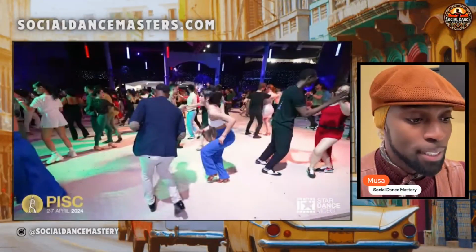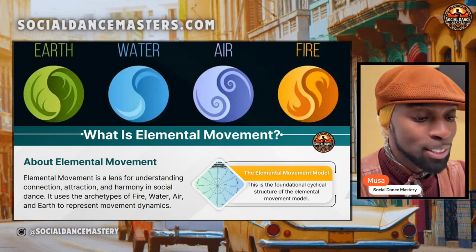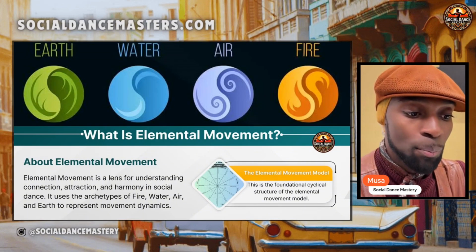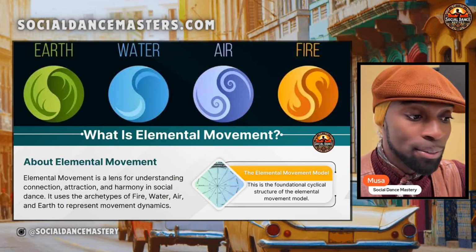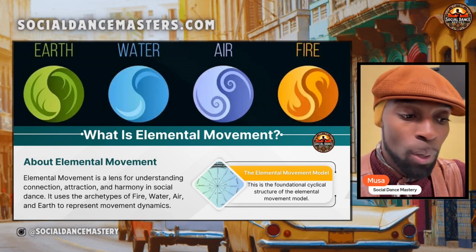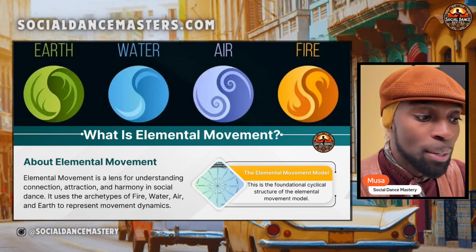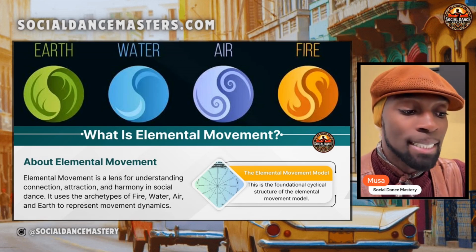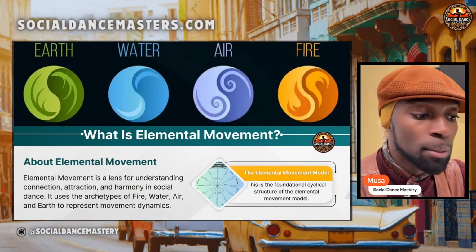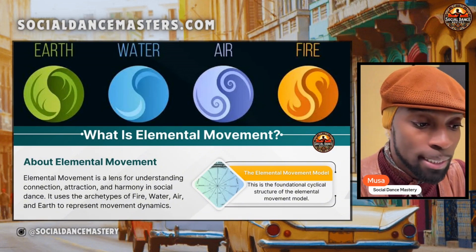All right, perfect. So now we're going to get back into this workshop with some information about elemental movement. What is elemental movement? Well, I see it as a lens. It's a way to perceive the social dance environment.